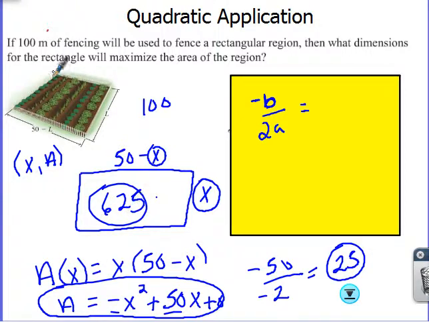If you are building a rectangular plot of land here.